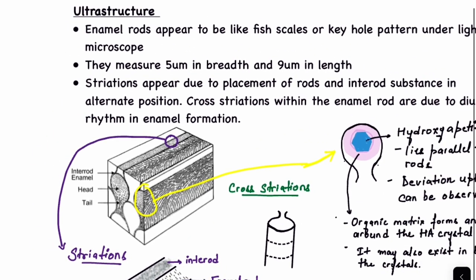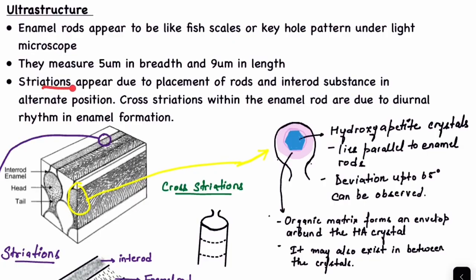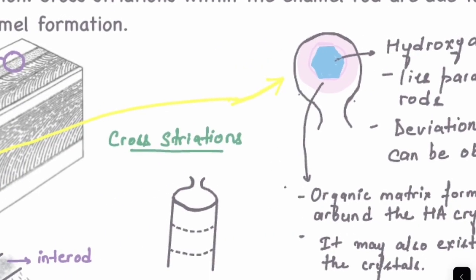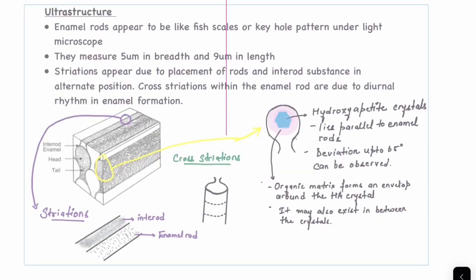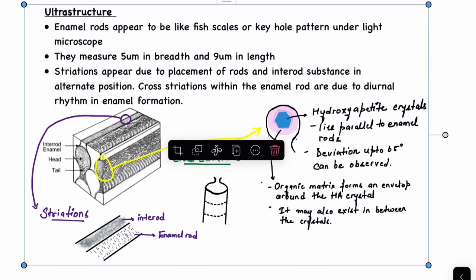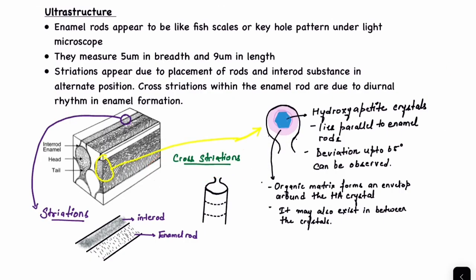Now what else is happening? I just wrote that striations appear due to placement of rod and interrod substance in alternate positions. Now there is one more type of striation, that is cross striations. What are they? If I take this enamel rod out and view it from the side, lengthwise, so this is the head, there are some striations on the enamel rod itself, and these are called cross striations.